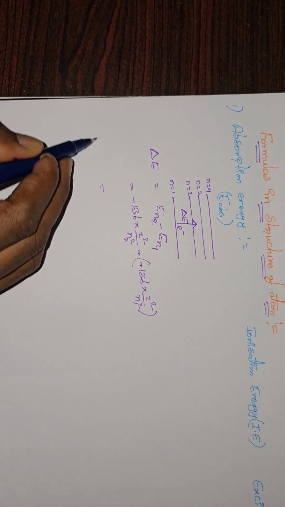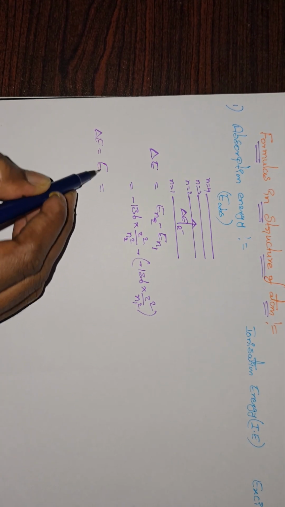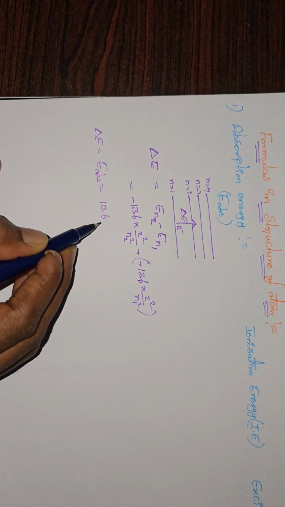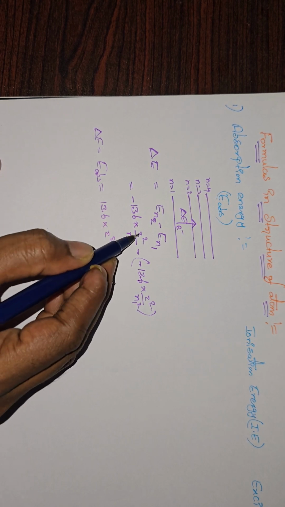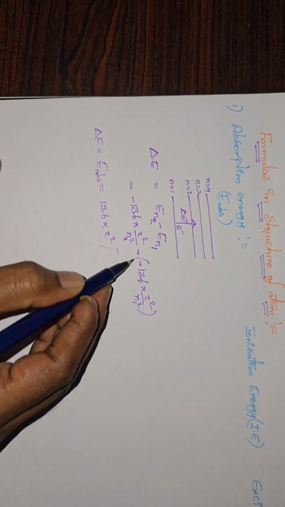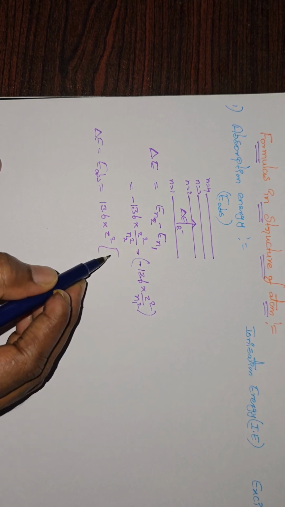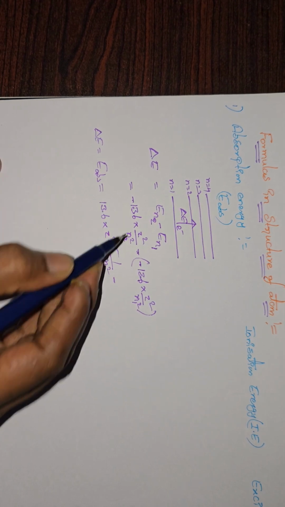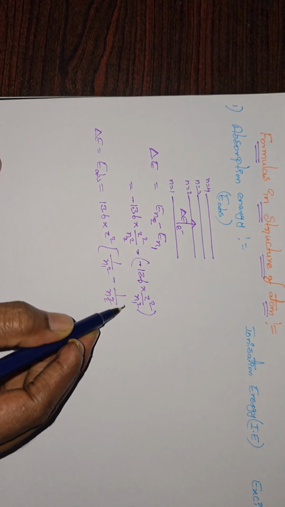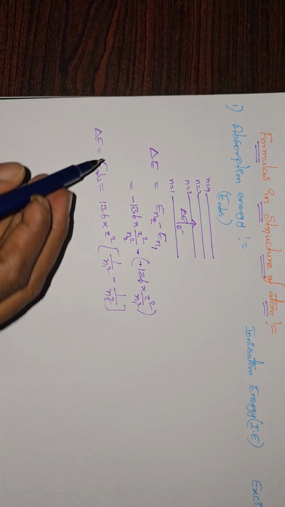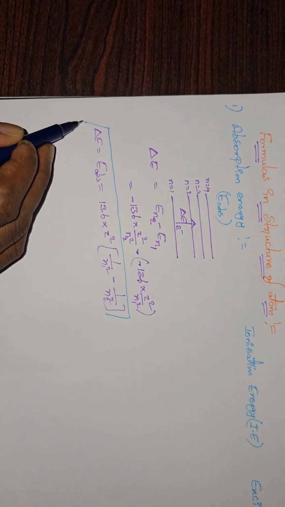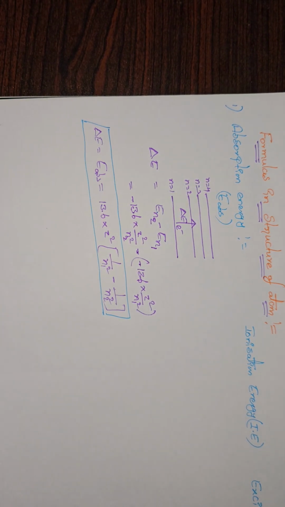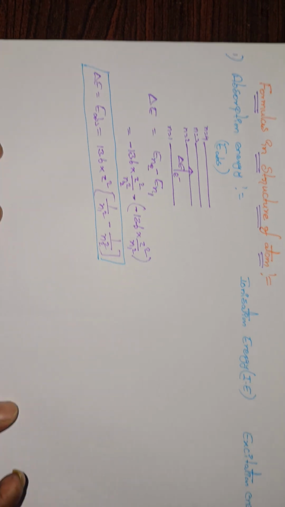So the final formula: delta E is equal to E absorption is equal to 13.6 into Z square, where Z square is common in both cases, times 1 by n1 square minus 1 by n2 square. The positive term is 1 by n1 square, and the negative term is 1 by n2 square. This is the absorption energy formula. The electron is moving from a lower energy orbit to a higher energy orbit, and the energy of the electron changes, that is delta E. This is absorption energy.